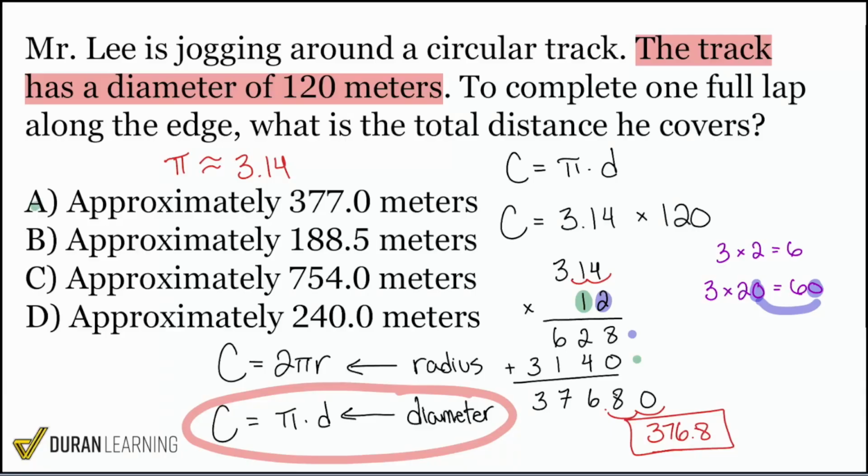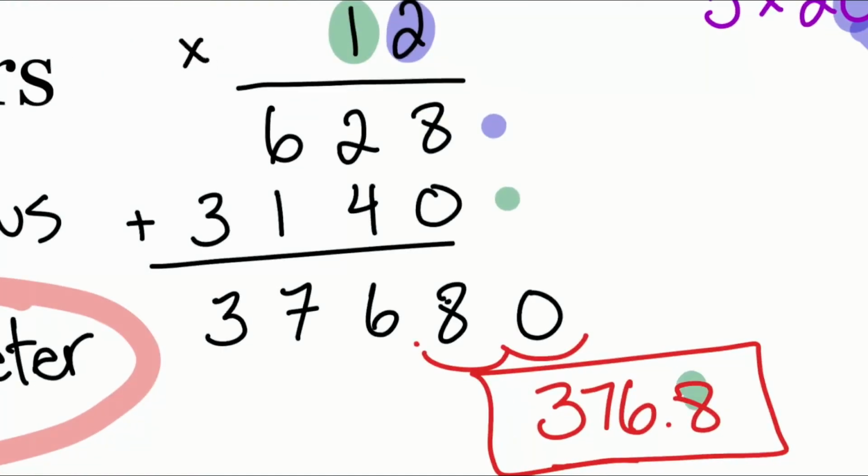And that's correct, my party people. That's going to be A, 377.0. And there we go. In this case, very clear here that we want to round up because the 8 at the end is 5 or bigger. Remember, if that digit is 5 or greater, then we'll go ahead and round up.